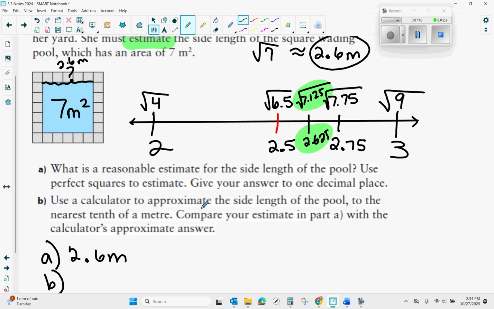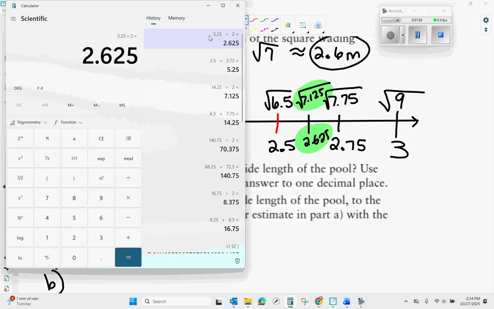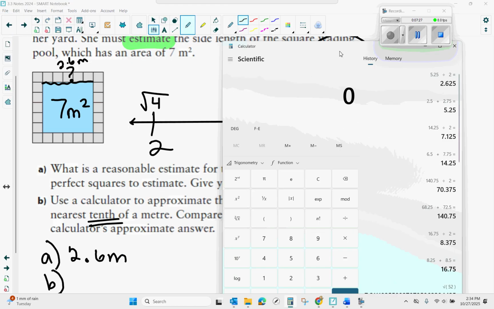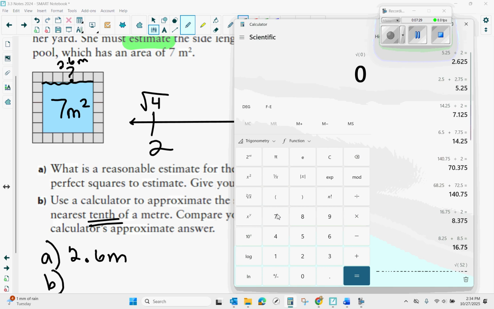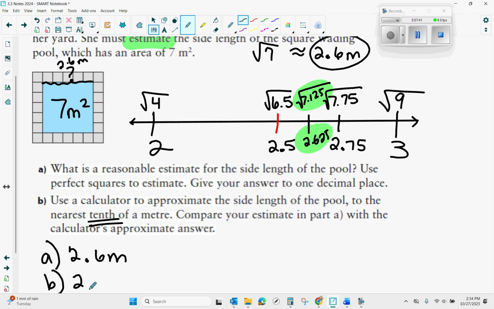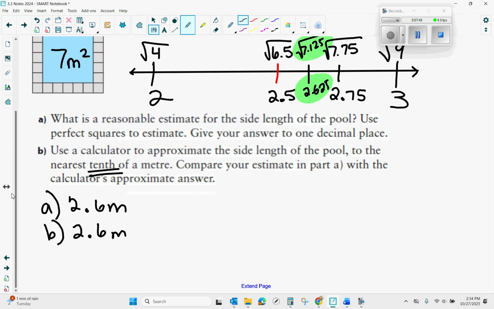B, use a calculator to approximate the side length of the pool to the nearest tenth. So again, it's 1 decimal place. So I'm going to use my calculator and take the square root of 7. If I knew how to do that on this calculator, that would be good. There we go. 2.64, which rounds to 2.6 meters. Compare your estimate in part A with the calculator's approximate answer. Okay, they're bang on. They're the same.